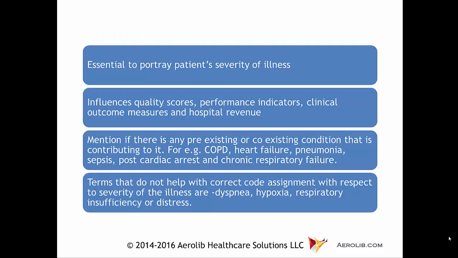Documentation is very important. It's essential to portray patient severity of illness. Documentation can influence quality scores, performance indicators, clinical outcome measures, and hospital revenue. So all providers should mention if there is any pre-existing or coexisting condition that could be contributing to the patient's acute respiratory failure. This could be chronic obstructive pulmonary disease, heart failure, pneumonia, sepsis, post-cardiac arrest, and chronic respiratory failure.